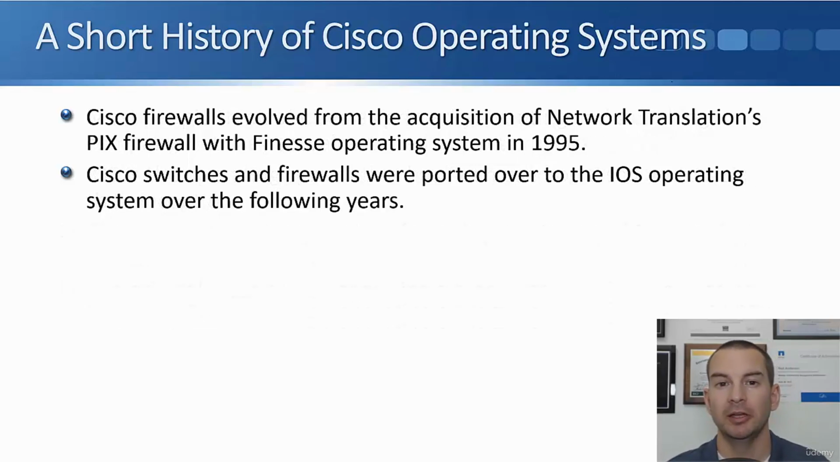Cisco firewalls evolved from another acquisition. That was the acquisition of Network Translation back in 1995, and Cisco got their PIX firewall from that, which uses the Finesse operating system. Now, both the Catalyst switches and originally the PIX firewalls, it's now the ASA firewall, were ported over to the IOS operating system over the following years. So Cisco standardized on IOS for all of their network infrastructure devices.